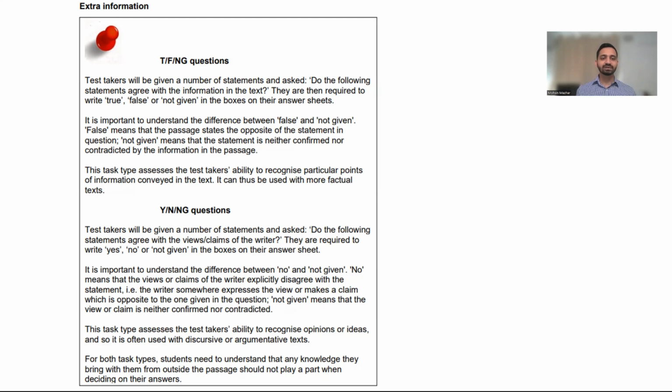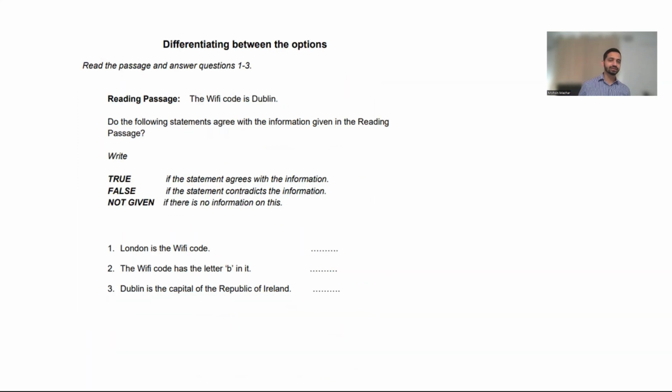This task type assesses the test taker's ability to recognize particular points of information conveyed in the text. It can thus be used with more factual text. Yes and no are the same thing, right? If it's yes, that means true. If it's no, it's false. If it's not given, the same logic applies here. You can pause the video here and read the yes and no question and understand how you need to act upon it.